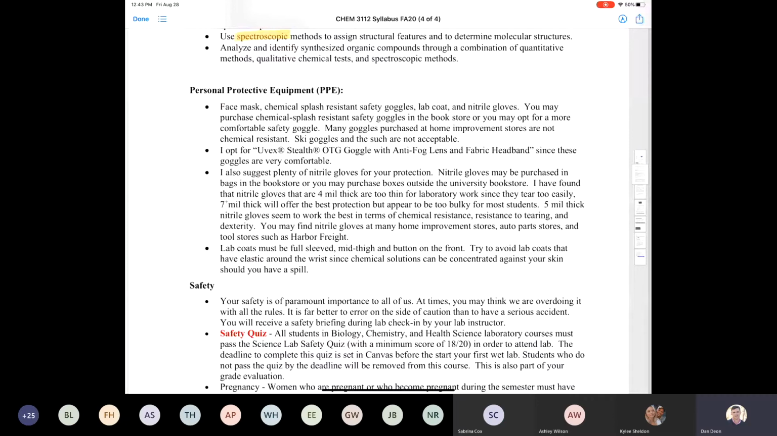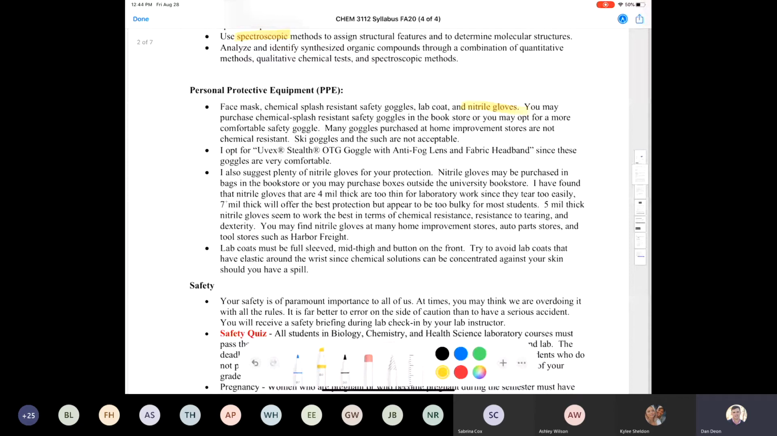Okay, so PPE, personal protective equipment. You have to have a face mask, splash-resistant goggles, lab coat, and nitrile gloves. So again, you can imagine that this semester I will not be hiding nitrile gloves that I'm going to sneak to you because you forgot yours. You've got to show up prepared. Okay, can't stress that enough.